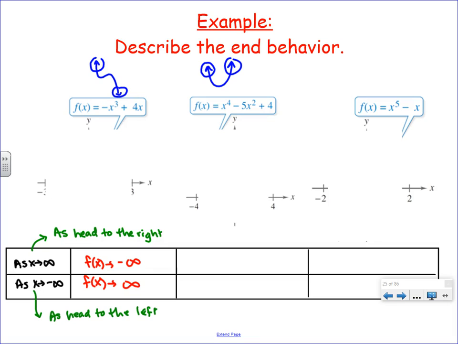So, as I go to the right, where is f of x going? Up. And how do I show that? F of x, positive infinity. Because positive infinity would be up, negative infinity would be down. So what am I going to say as I go to the left? F of x approaches infinity as well. Silly way of saying it. To the right, up, to the left, up. But that's just a nice way of writing it. And we're learning new notation.